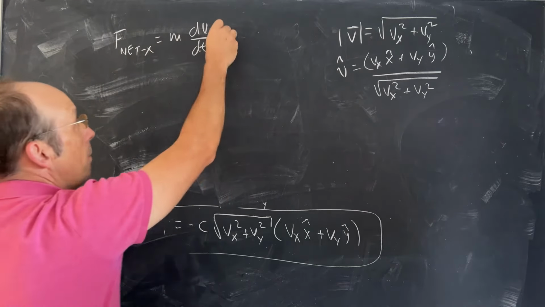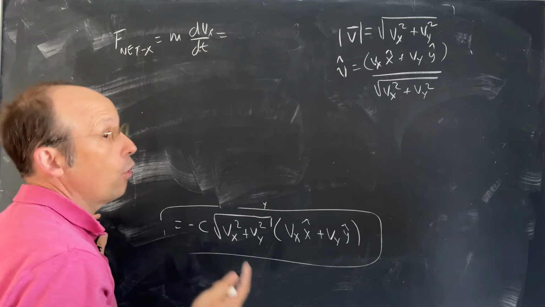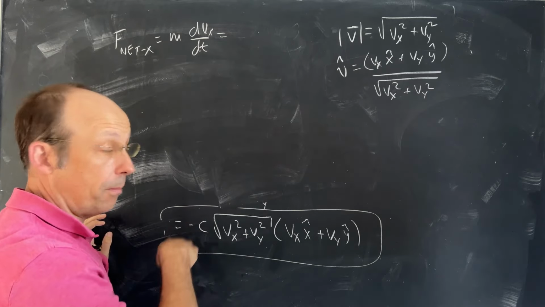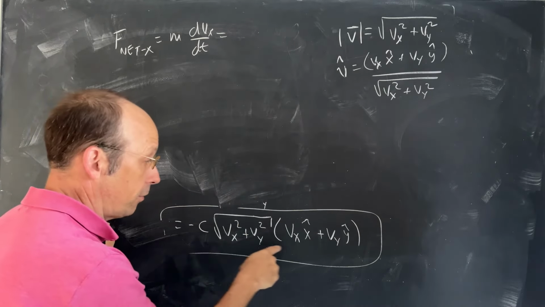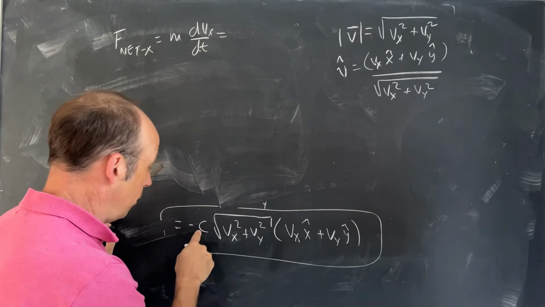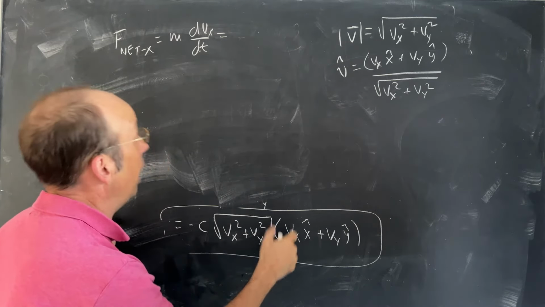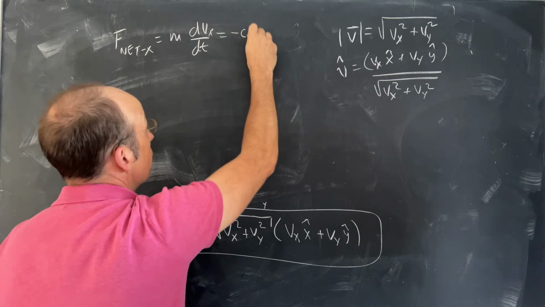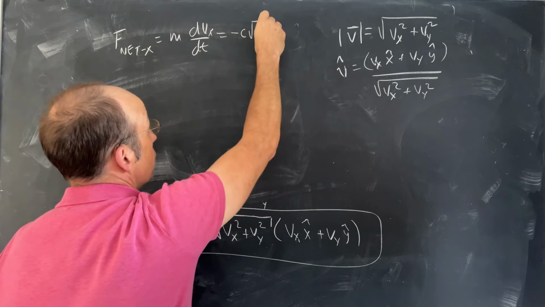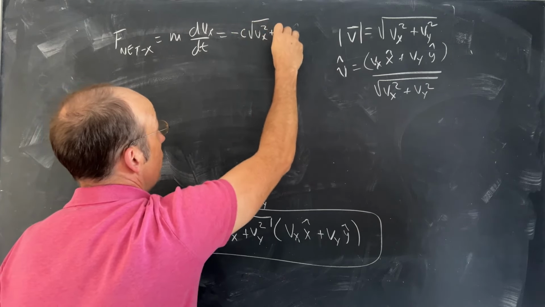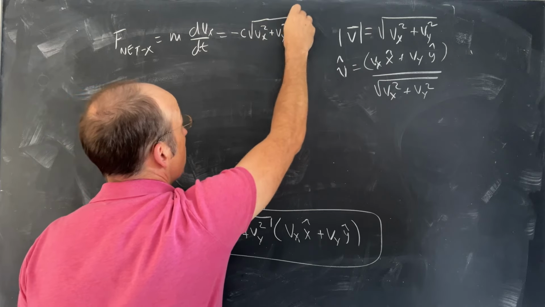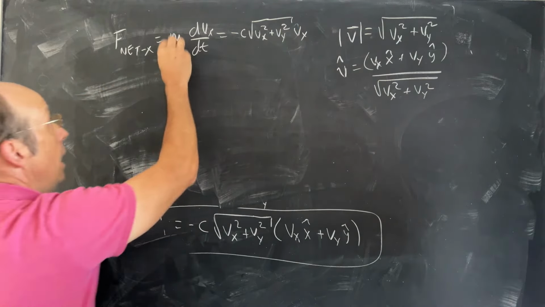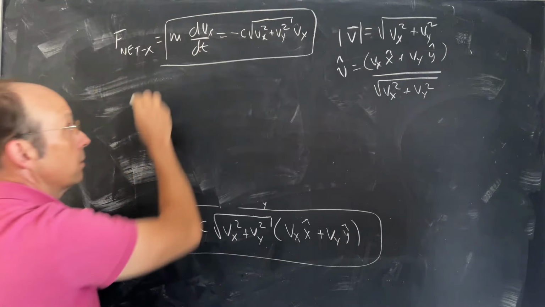Now what are my forces in the x direction? Well, I have no gravitational force, so that's zero, the zero component of the gravitational force. But I do have an x component. So it's this, right? So it's going to be negative c times this times vx. So it's going to be equal to negative c square root of vx squared plus vy squared times vx. That's my x equation of motion.